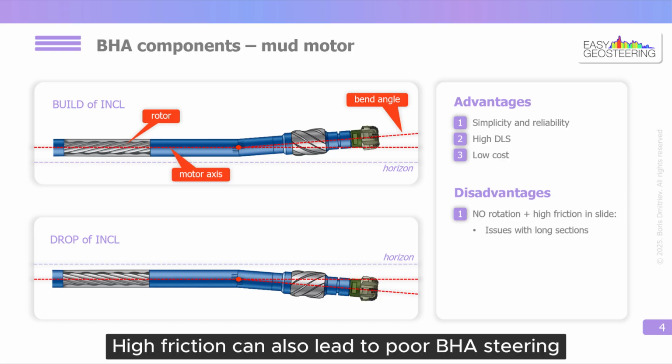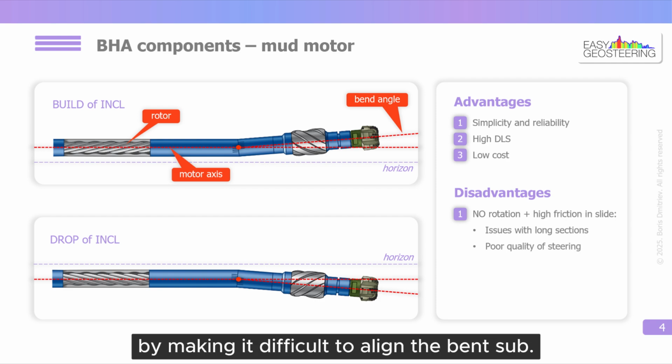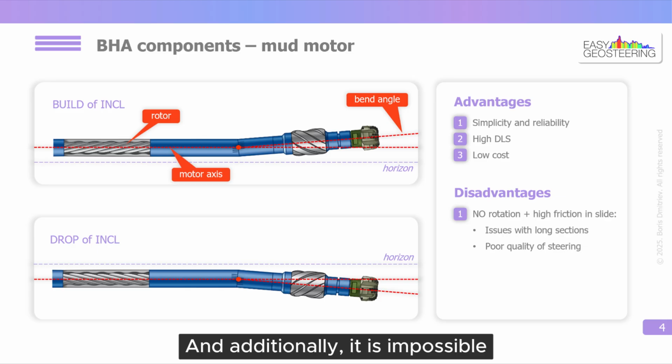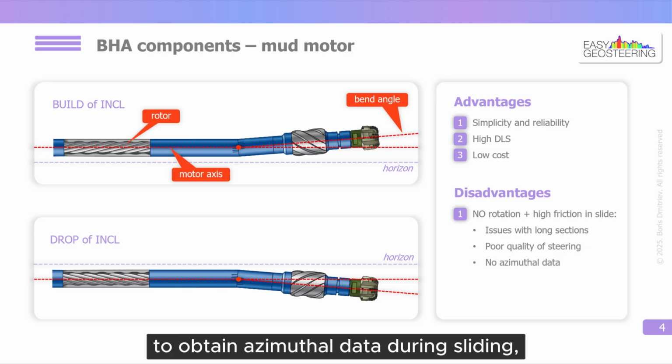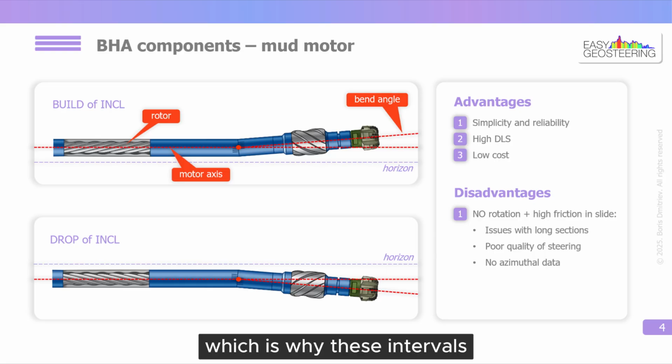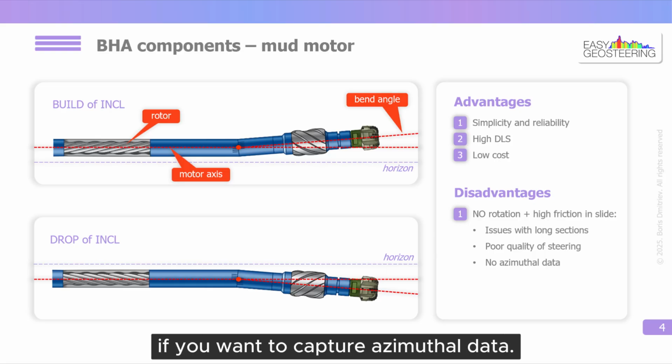High friction can also lead to poor BHA steering by making it difficult to align the bend sub. And additionally, it's impossible to obtain azimuthal data during sliding, which is why these intervals need to be relogged with rotation if you want to capture azimuthal data.